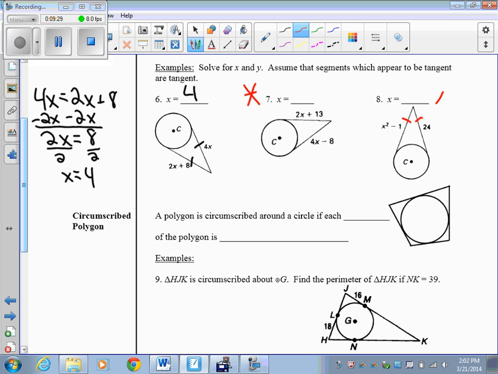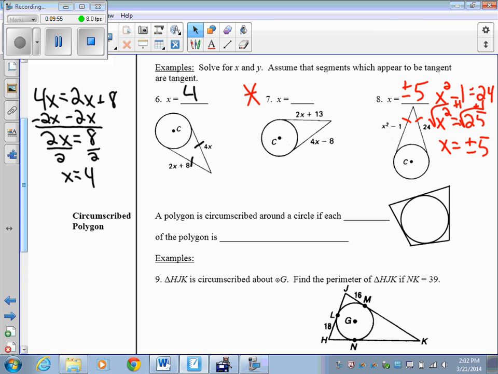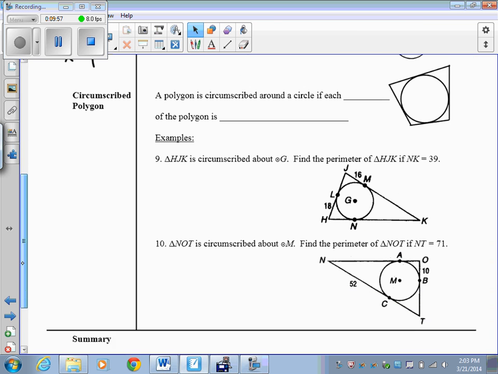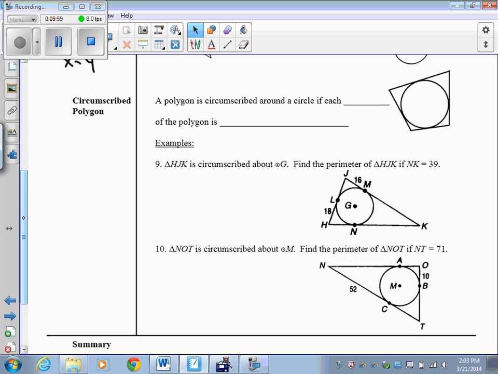We get x squared minus 1 is equal to 24. So x squared, we're going to add 1 to each side, is going to be equal to 25. When we take the square root, we're going to get x is equal to plus or minus 5. This is a big deal. x is going to have two solutions, plus or minus 5. Most of you probably haven't seen that since algebra, so I wanted to make sure that you got exposed to that.